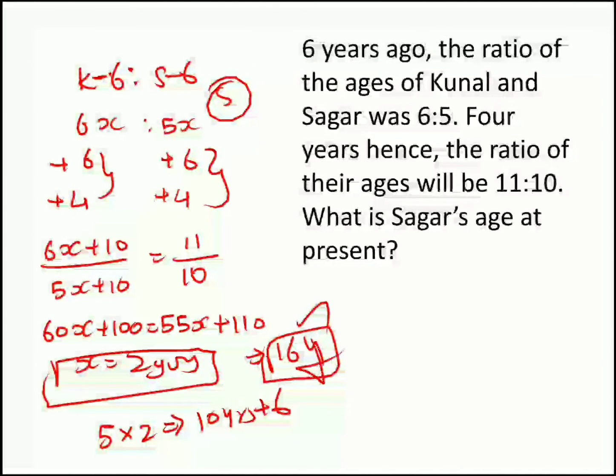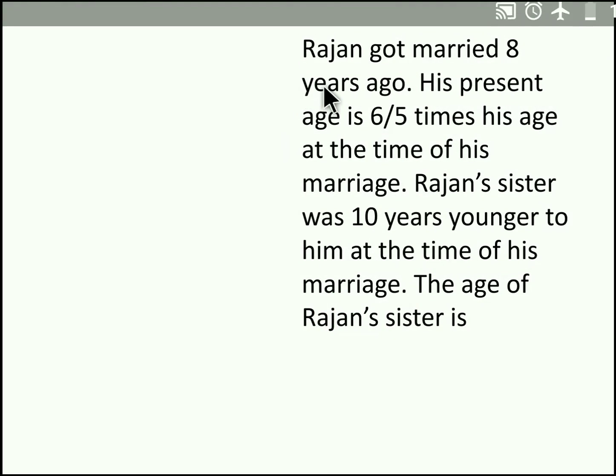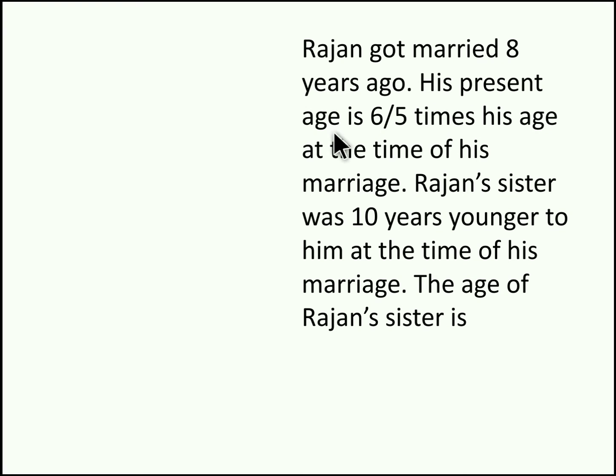Moving to our 9th question. Rajan got married 8 years ago. His present age is 6/5 times his age at the time of his marriage. Rajan's sister was 10 years younger to him at the time of his marriage. The age of Rajan's sister is dash.